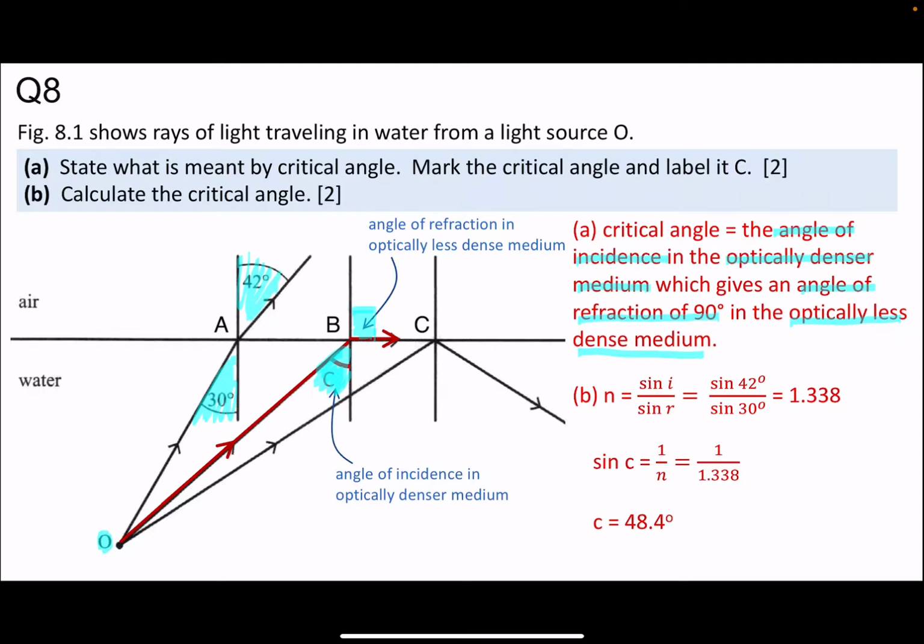We're going to find the refractive index of water. So remember, n equals sine i over sine r, and i is always in air, so in this case it will be sine 42 divided by sine r. r is always in the medium, which is sine 30, giving us a refractive index of 1.338. From there, you can use the formula for critical angle, sine C equals 1 over n. From there, you can find C as 48.4 degrees, or you can leave your answer as 48 degrees to 2 SF.